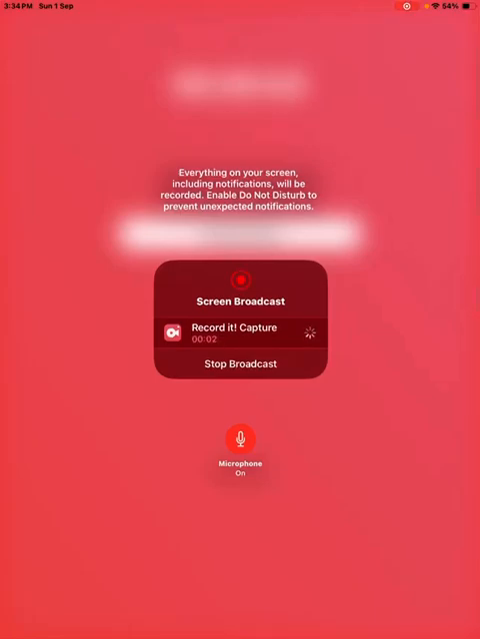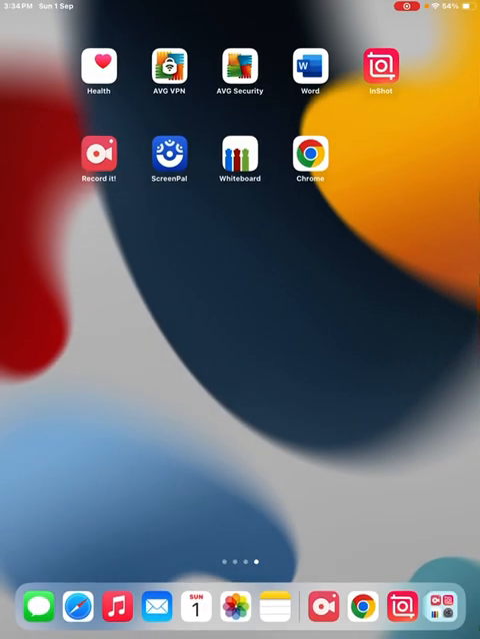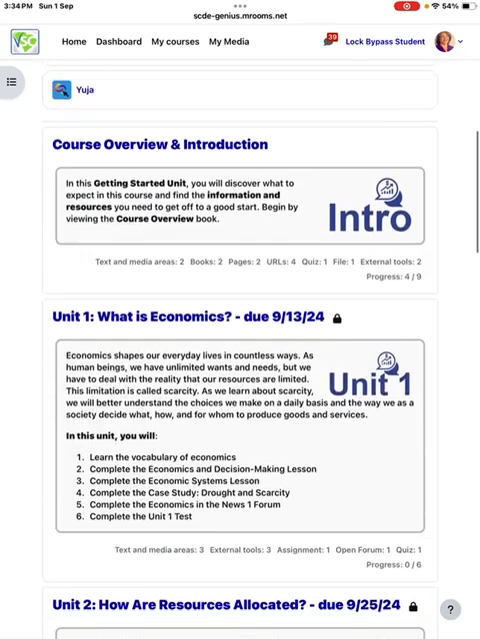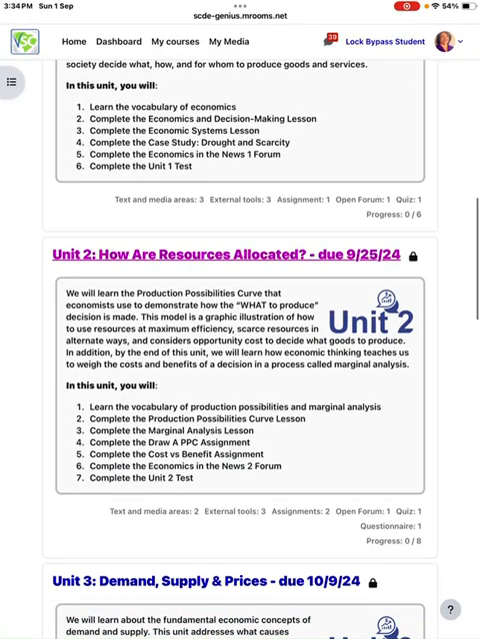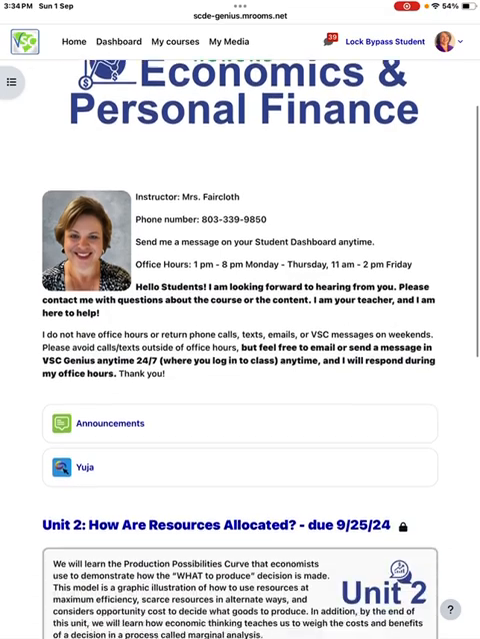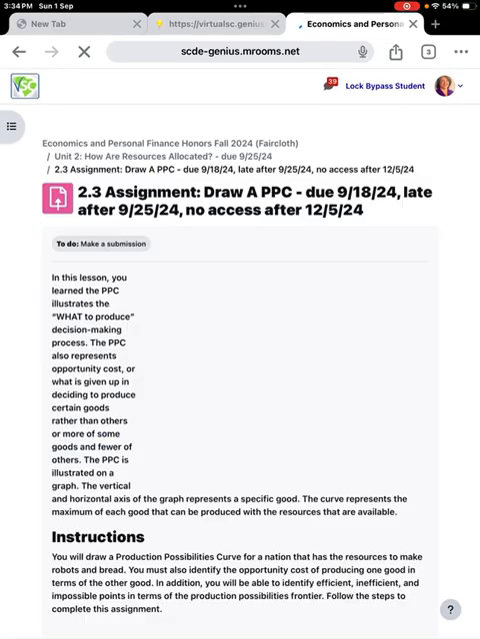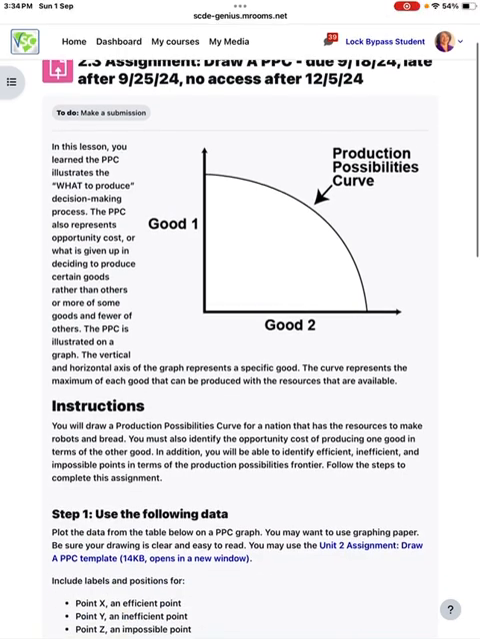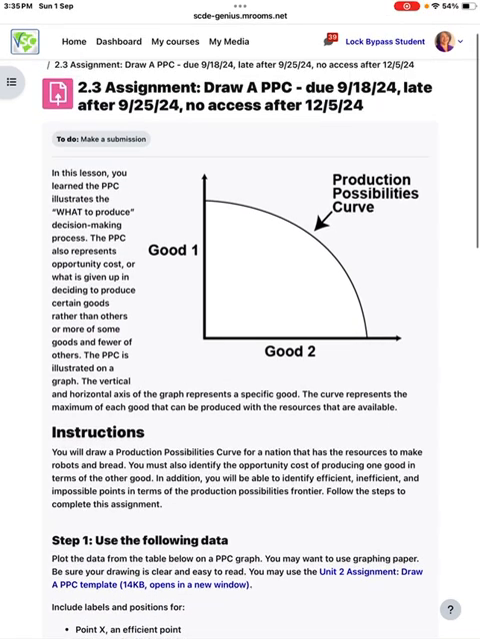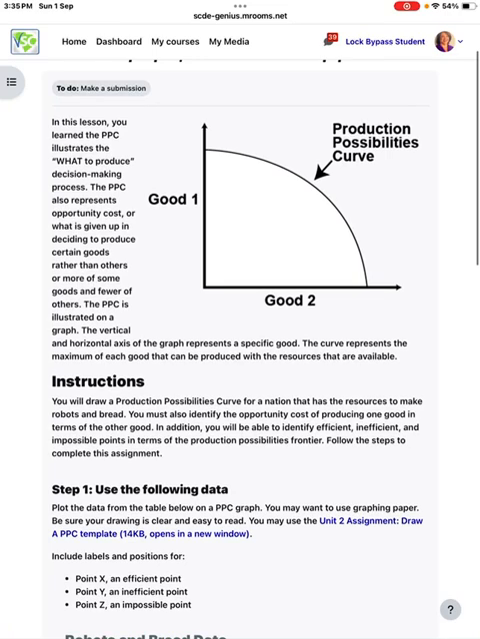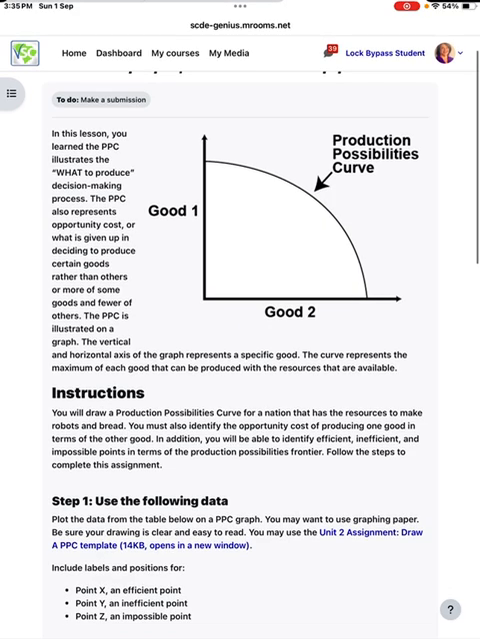All right, in this video we are looking at how to do assignment 2.3. We are talking about the production possibilities curve assignment. Clicking on the assignment, you will see that this is what you're asked to draw. You are making a curve that looks like this. It's also called the production possibilities frontier because it is a theoretical model. This is just to illustrate a concept.